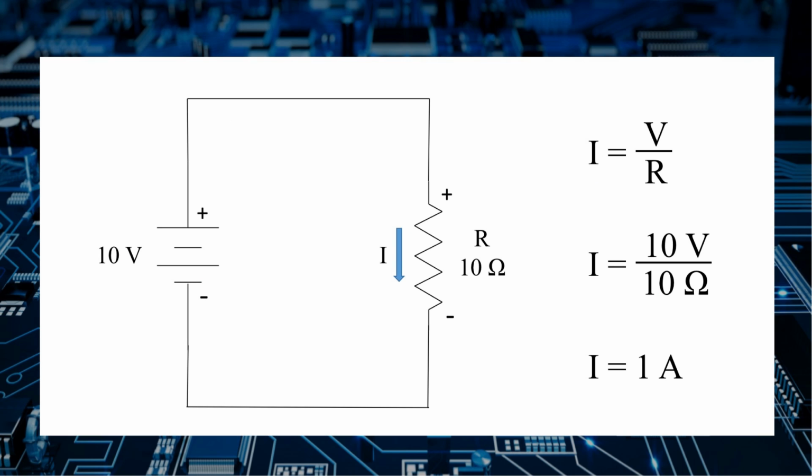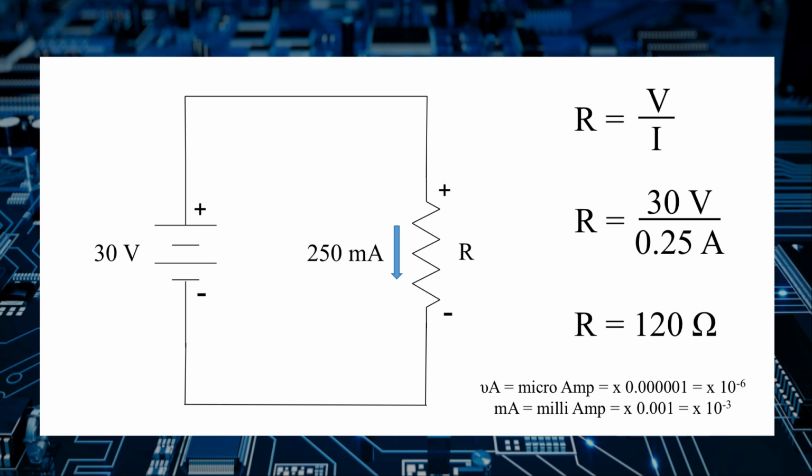So given that, and looking at this circuit where V equals 10 volts and R equals 10 ohms, we can calculate I. Remember, I equals voltage divided by resistance, or 10 volts divided by 10 ohms, which gives us 1 amp.